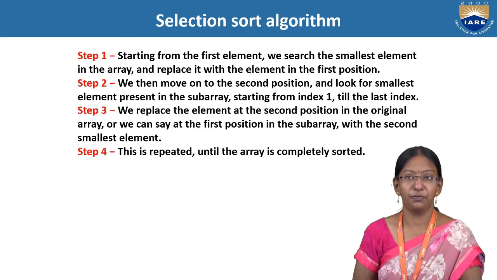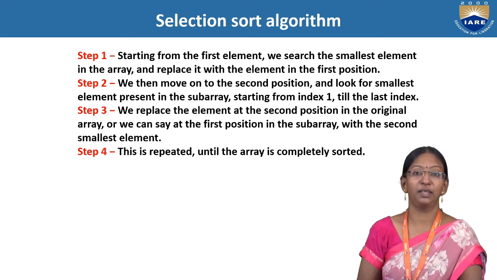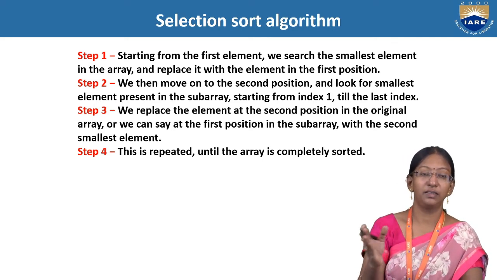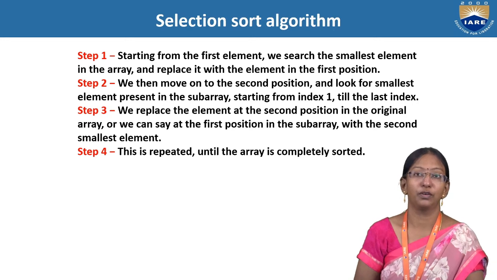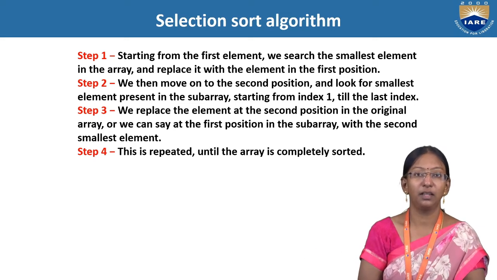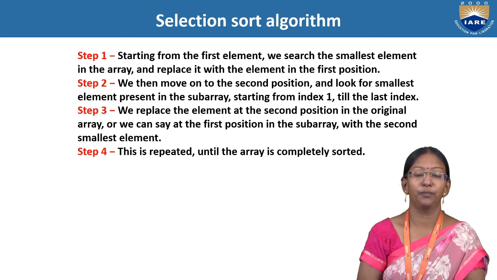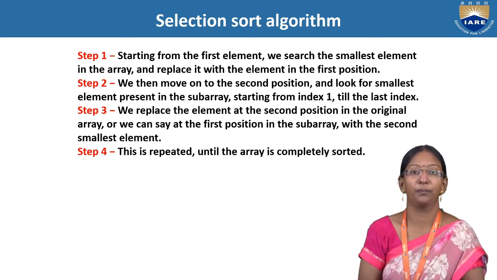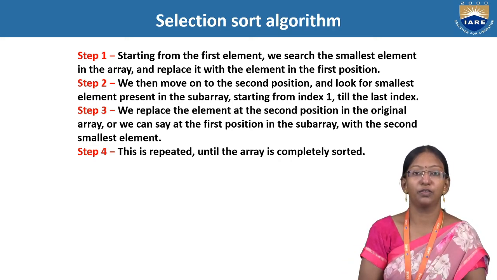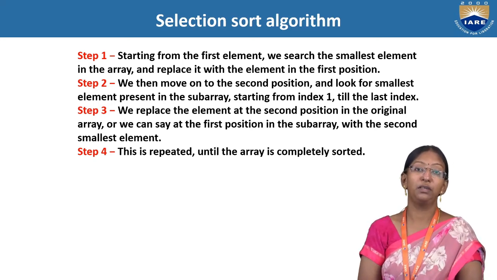So, starting from the first element, we search for the smallest element in that array and place it in the first position. Freeze that position. Okay, in the remaining list, search for the second smallest element. Place it in the second position. Freeze its position. Right? So, we repeatedly do that.